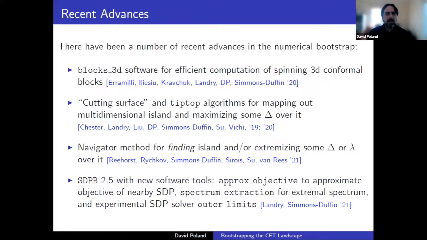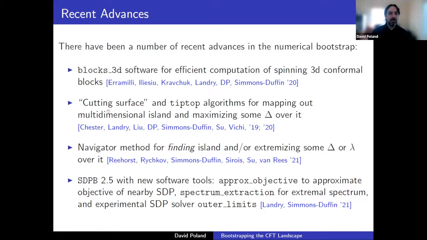So to push things forward, there have been several recent advances in the last couple of years. One of them has been the development of a software tool called Blocks 3D, which is aimed at efficient computation of spinning 3D conformal blocks. So if you have 4-point functions of operators with spin, and you want to compute all the conformal blocks for arbitrary exchanged operators, this software allows you to do it efficiently and in complete generality in 3 dimensions.